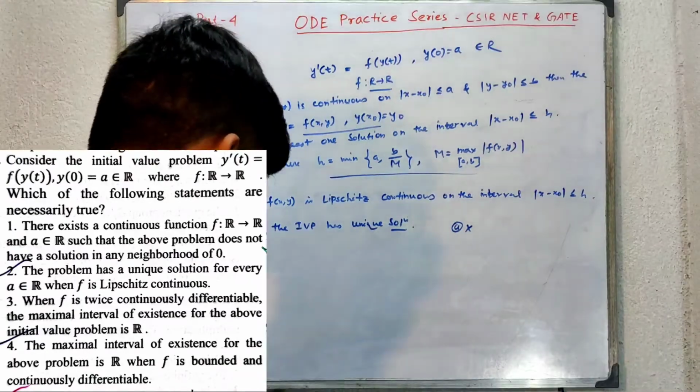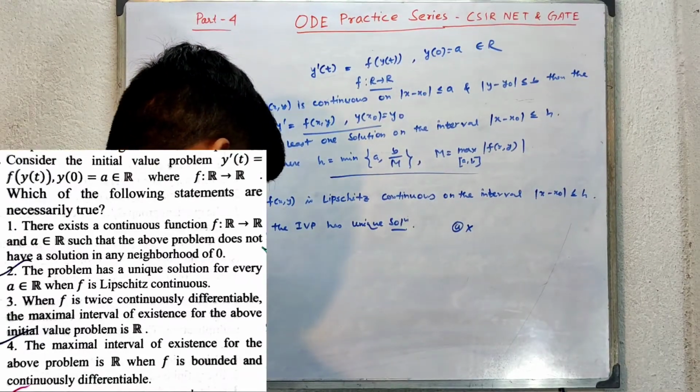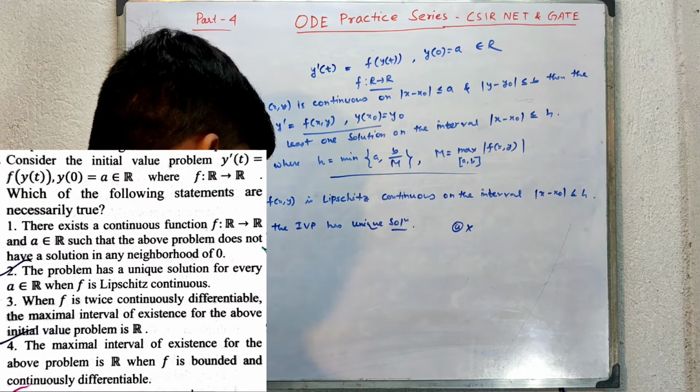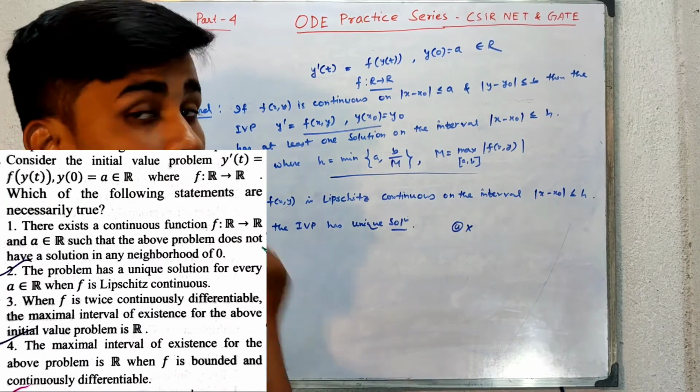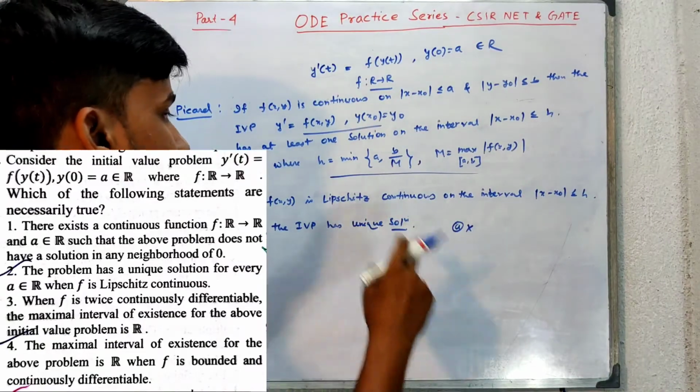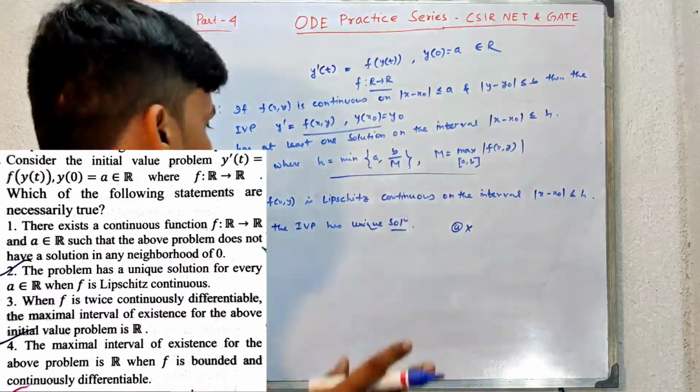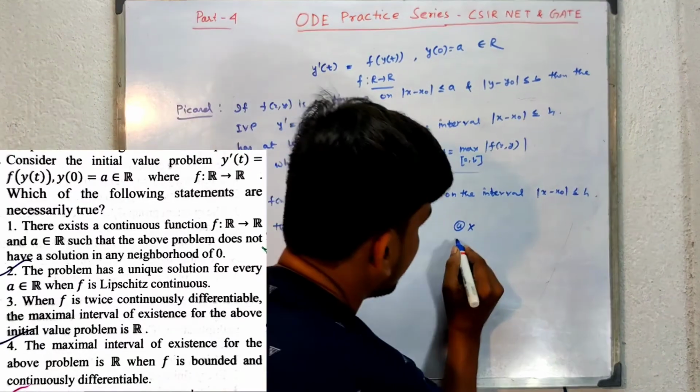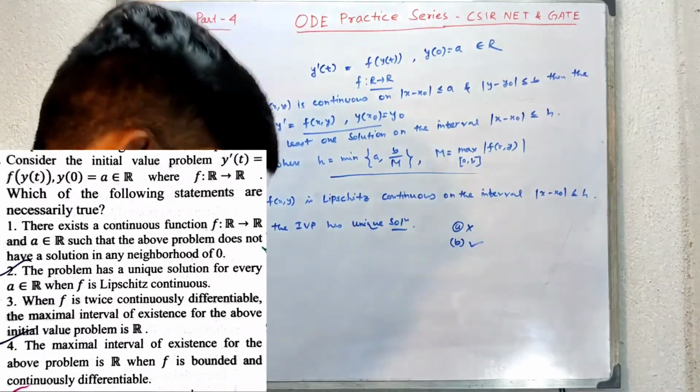Option B says that the problem has a unique solution for every a belonging to R when f is Lipschitz. This is clearly the uniqueness part. That is, if f is Lipschitz continuous, then it has a unique solution. Therefore, option B is the correct option. Now go to the next one.